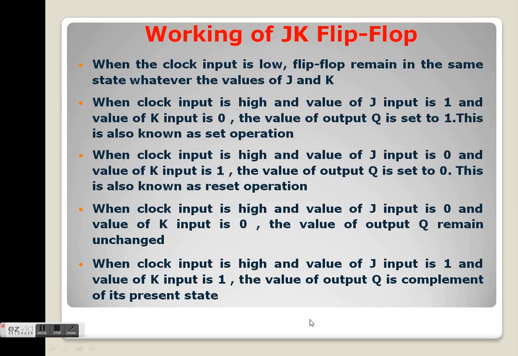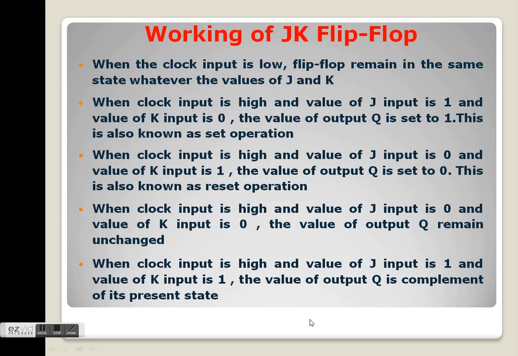In this case, the value of output Q will be set to 0, and this operation is known as the reset operation. Okay. Now the third case is when the clock input is high and the value of J input is 0 and the value of K input is 0. In this case, the output Q will remain unchanged. It will retain its previous value, whether it is 0 or whether it is 1. Okay. Now the fourth case is when the clock input is high and the value of J input is 1 and the value of K input is 1.